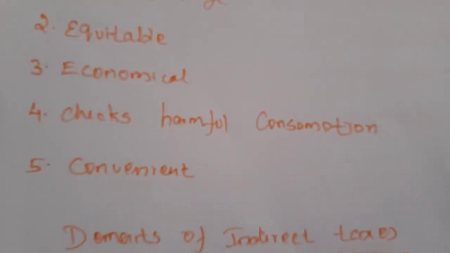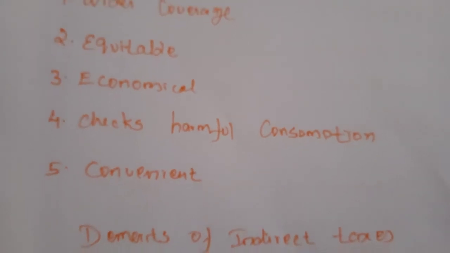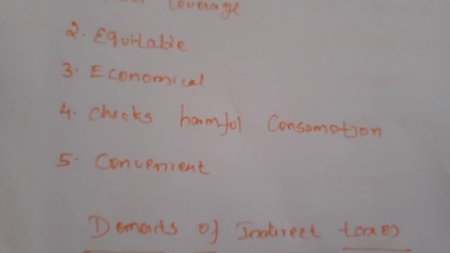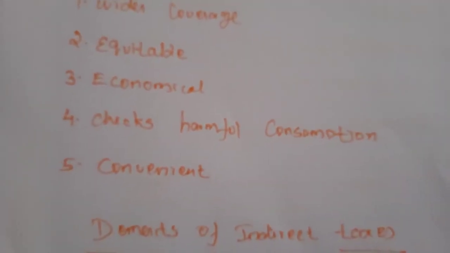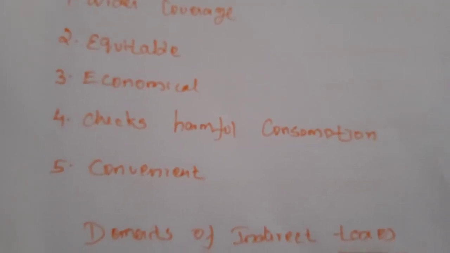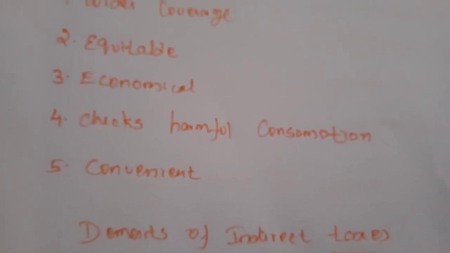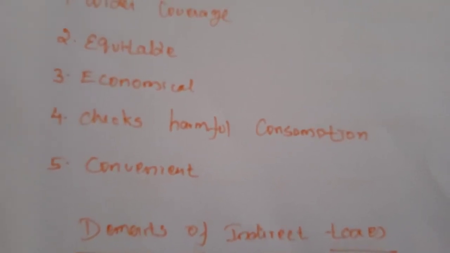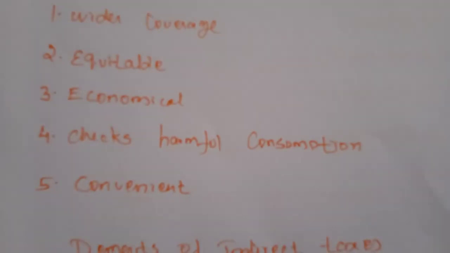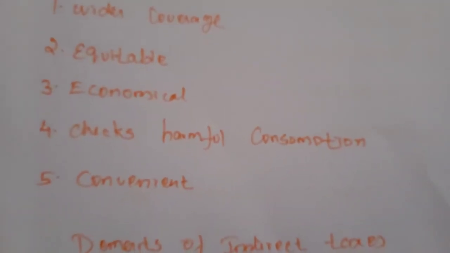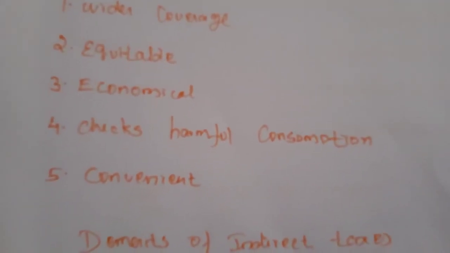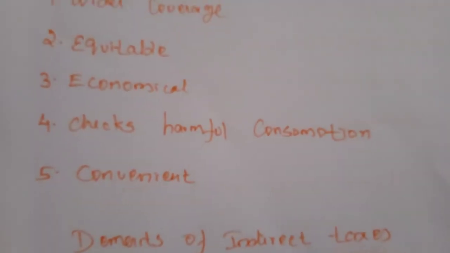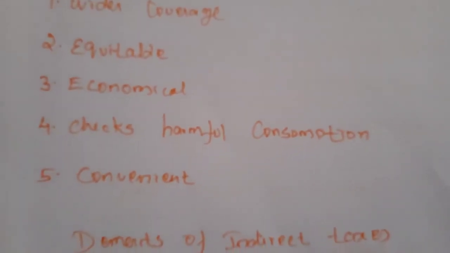Next, checks harmful consumption. The government imposes indirect taxes on commodities which are harmful to health, for example, tobacco, liquor, etc. They are known as sin taxes. The government always imposes more taxes on harmful goods such as tobacco and liquor. When such goods carry a higher amount of taxes, the consumers will not want to use them, so the government also checks harmful consumption.